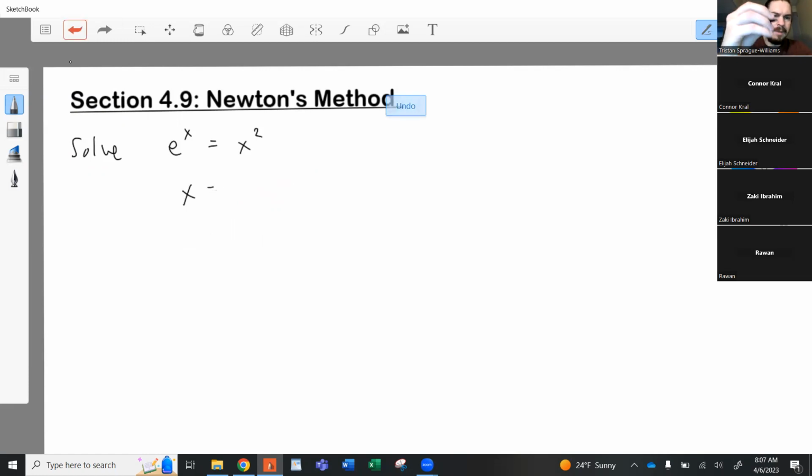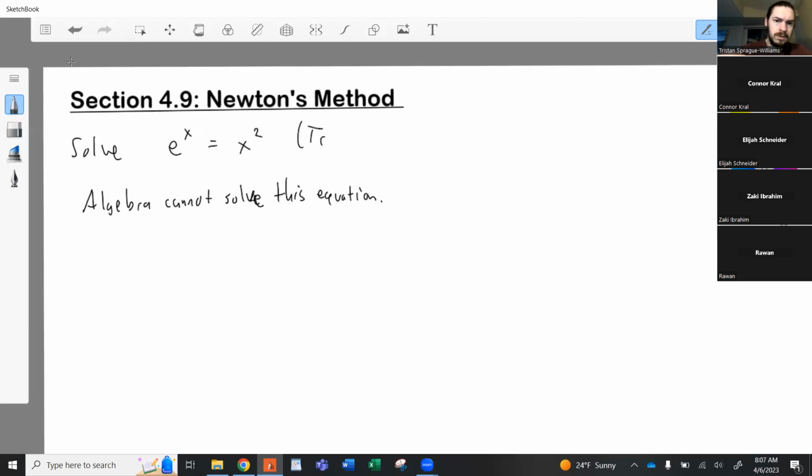Problem is that algebra cannot solve this equation. This is what's called a transcendental equation. Or an example of one. It is a transcendental equation, not the transcendental equation. Don't get confused. It can't be solved by algebra.